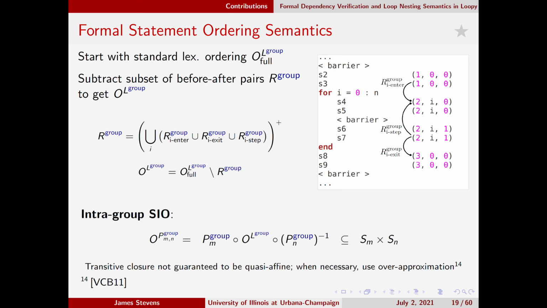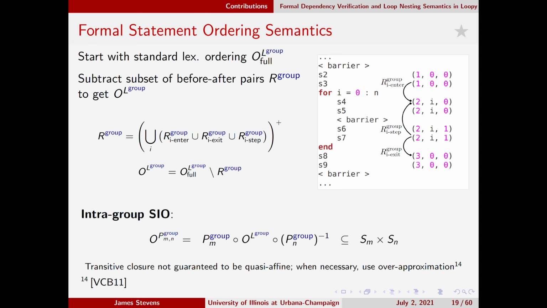And we do that by starting with the standard ordering and then subtracting off a subset of the before-after pairs that we don't want. So for all loops containing a barrier, we find this set of pairs of lex points that we don't want. And then, since we might have several nested loops, we need to take the transitive closure of this set of pairs to obtain the complete set of unwanted before-after pairs. Then we subtract that from the full mapping containing all the pairs, right here. And then we compose that with p group to create the intragroup SIO.